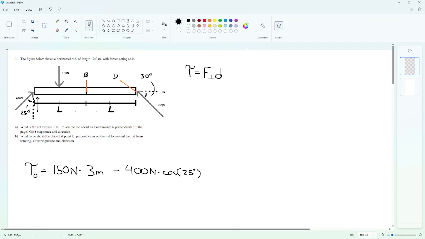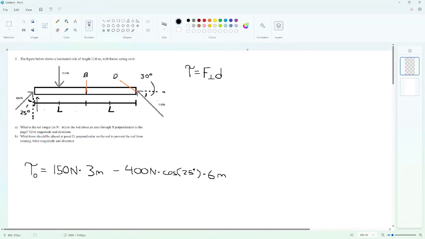Okay, so if we got this right here, we'll move on to this over here. Oh, we need to multiply it by the distance. Correct. So the distance between here and D and B, my bad, is going to be half of this 12-meter rod, which is going to be 6 meters. So this is going to be the torque applied by the 400 Newton force.